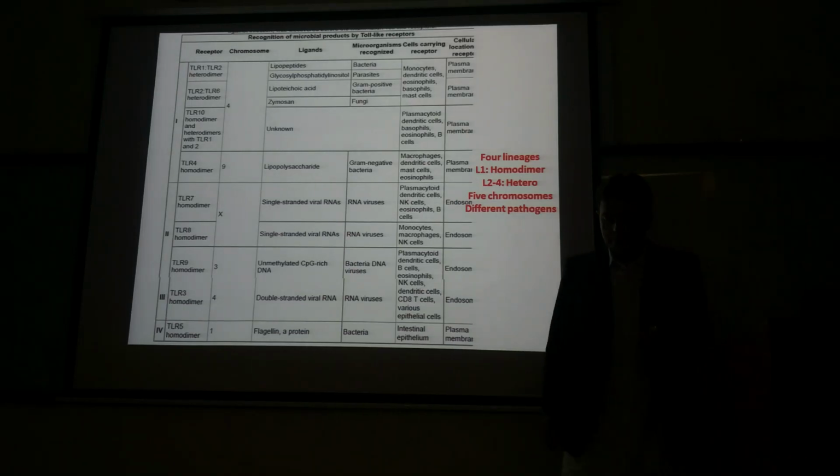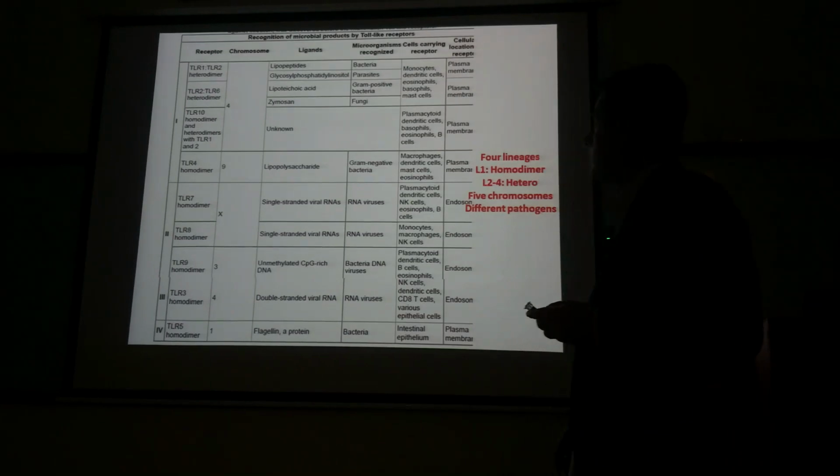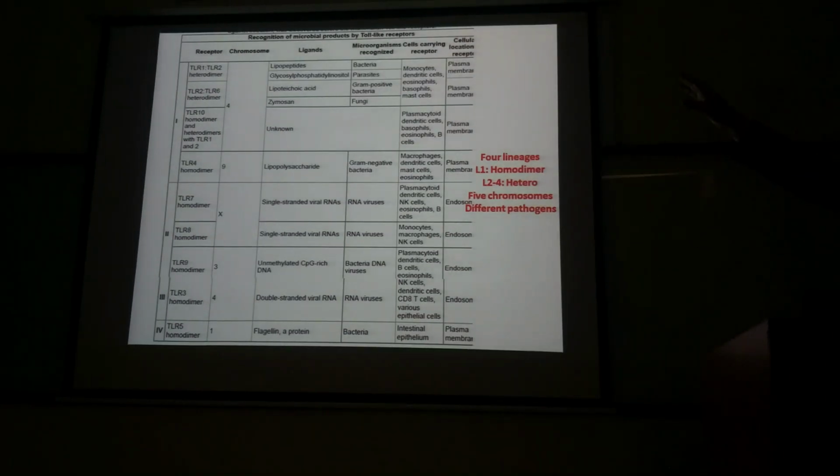So we can now discuss the different TLRs. If you look at this table, it would make you a little bit scared. But this is very simple. I'm just going to tell you about 1, 2, 3, and 4. These are the different types of toll-like receptors, which have different evolutionary groups.